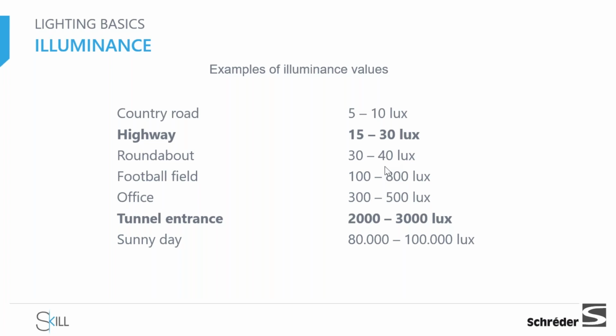In a football field, it can go up to 800. In offices, we will have a typical value between 300 to 500. In a tunnel entrance, which will be covered in detail in the CIE 88 webinar, we will have something between 2000 and 3000 luxes. And finally, on a sunny day, we can get up to 100,000 luxes.